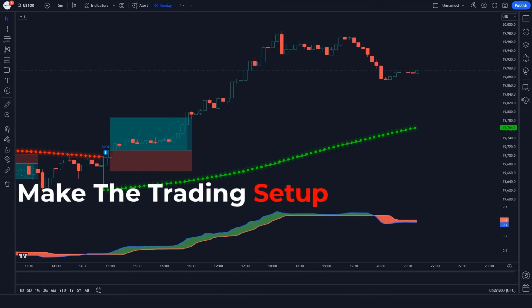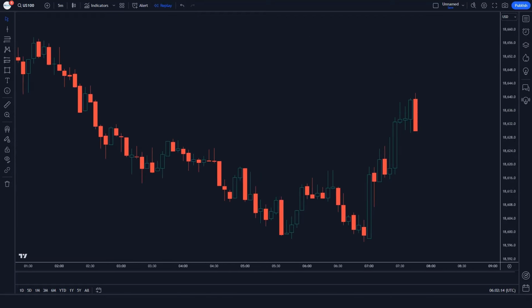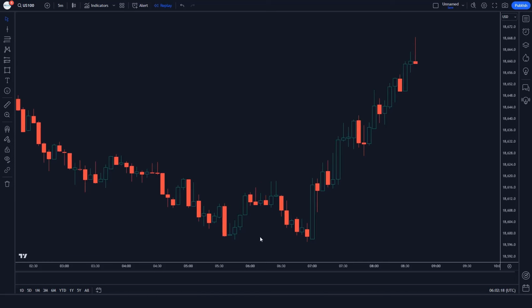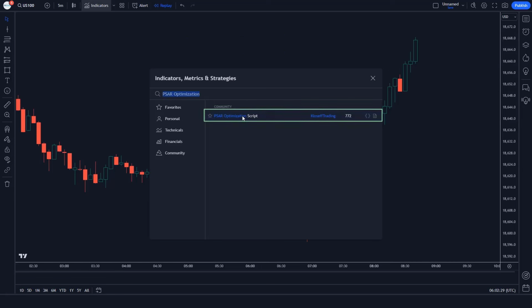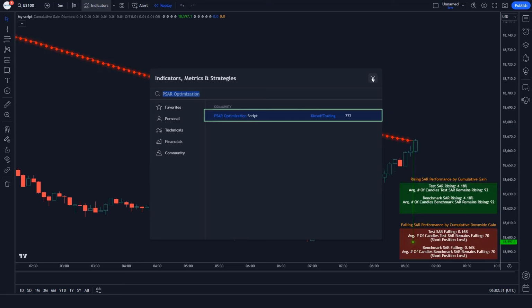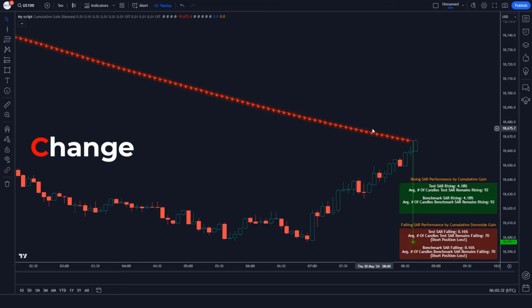How do we make the trading setup? First of all, we will set the time frame to the 5 minutes chart of US 100. Firstly, we will search for the PSAR optimization in the search box of TradingView. After that, we have to click on the PSAR optimization script option. Let's change the settings of the indicator.